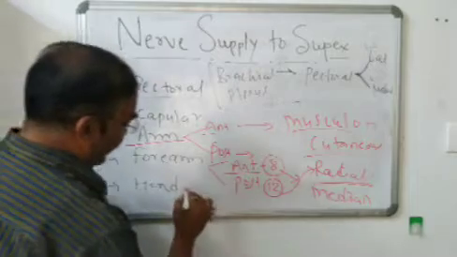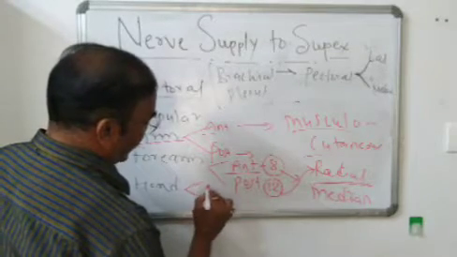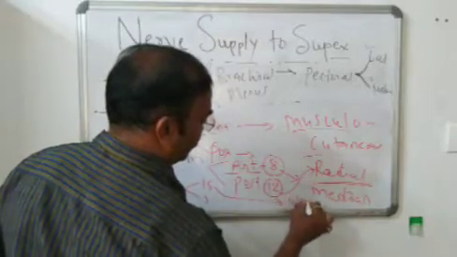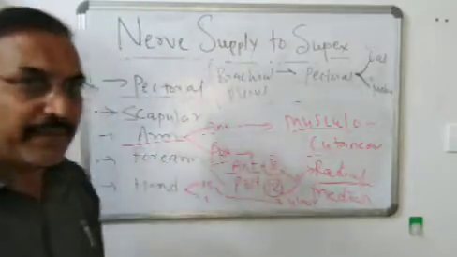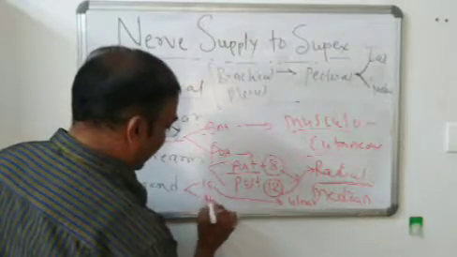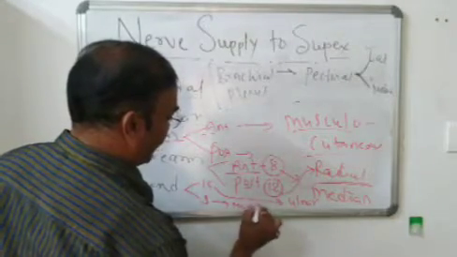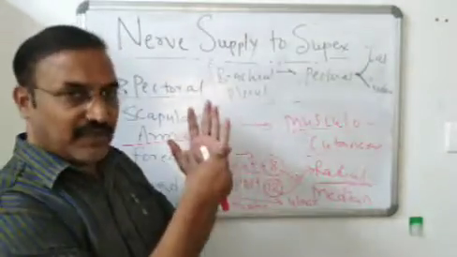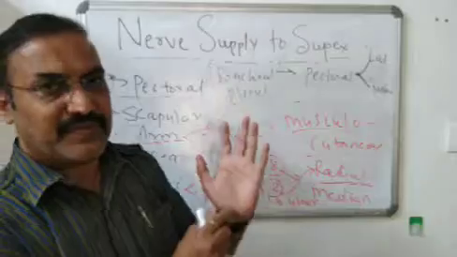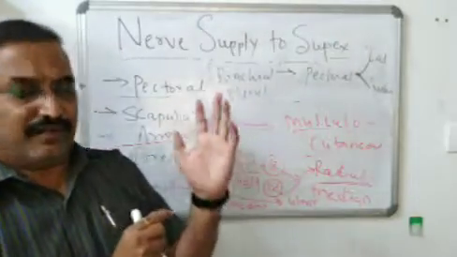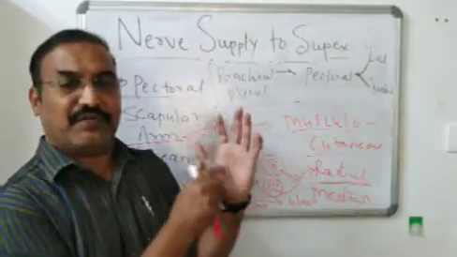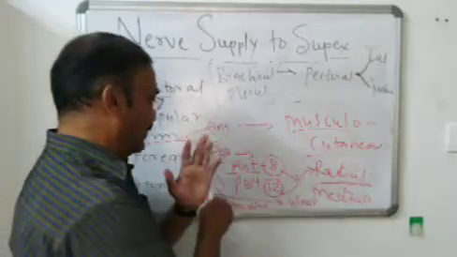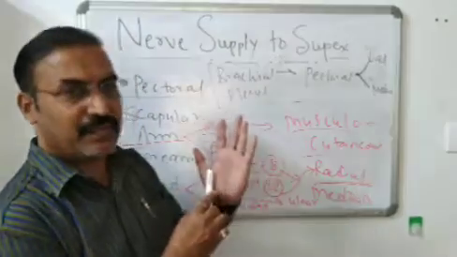Now in the hand, there are 20 muscles. Out of these 20 muscles, 15 are supplied by the ulnar nerve, and the remaining 5 are supplied by the median nerve. All these 20 muscles are very important. We do skillful work with the help of these 20 muscles. Out of these 20, 15 muscles are supplied by the ulnar nerve and 5 by the median nerve.